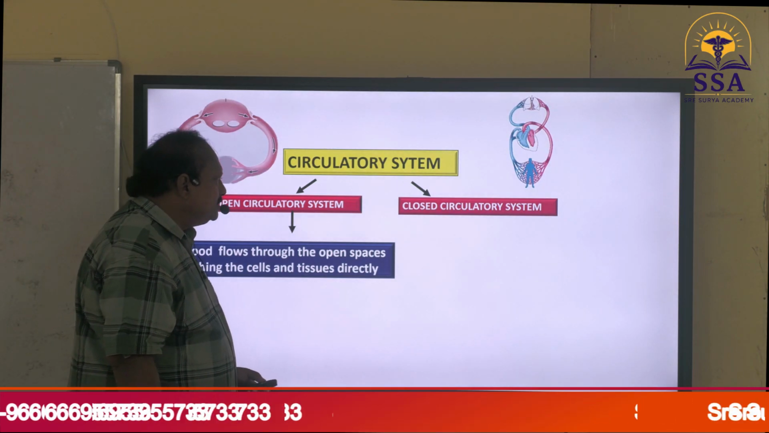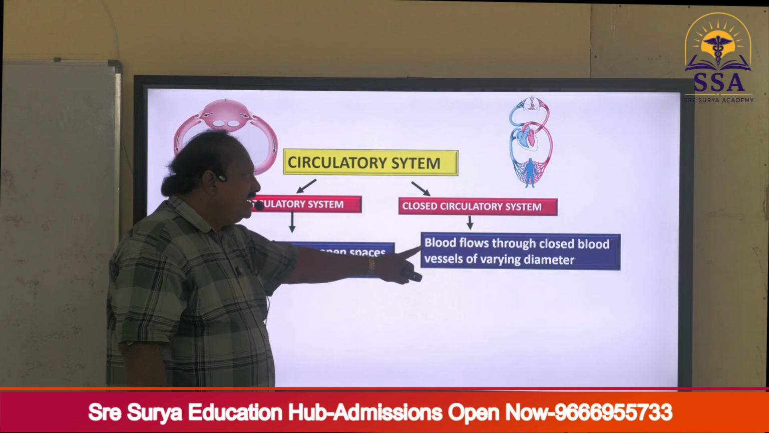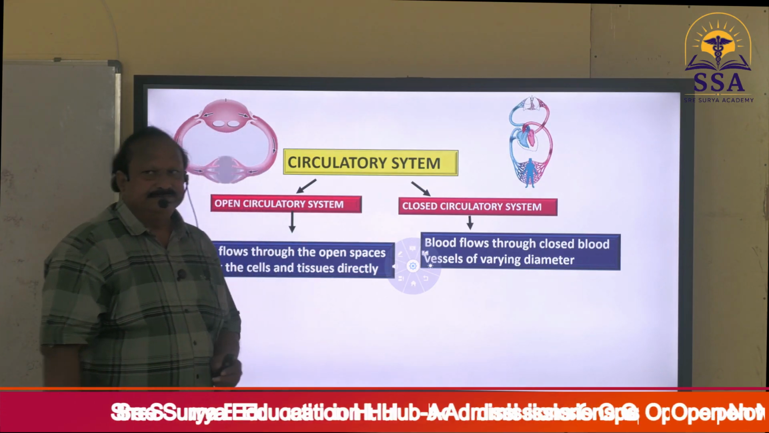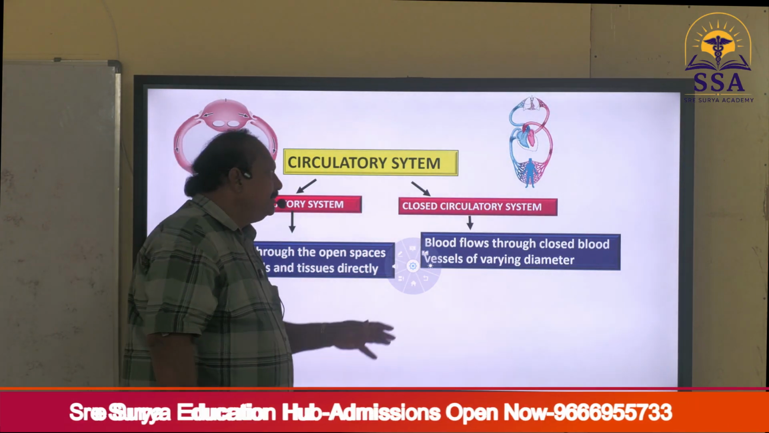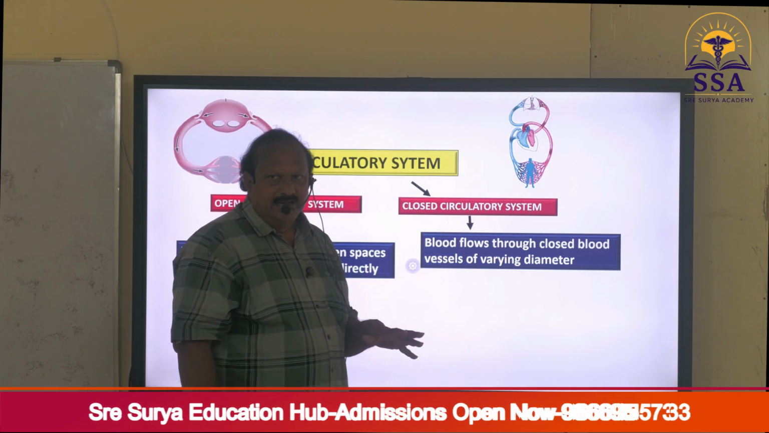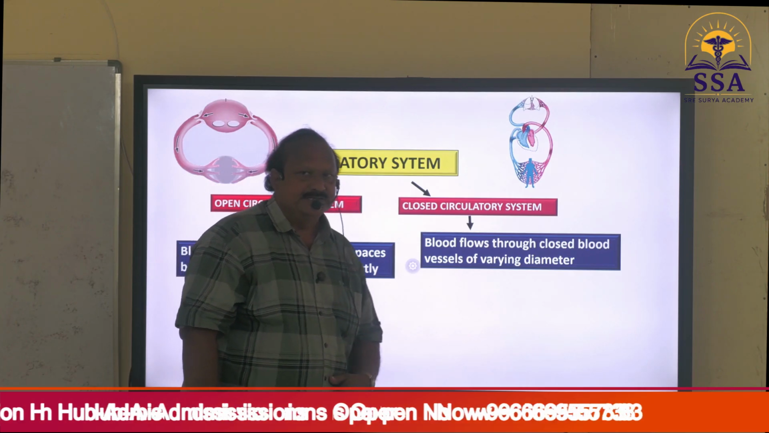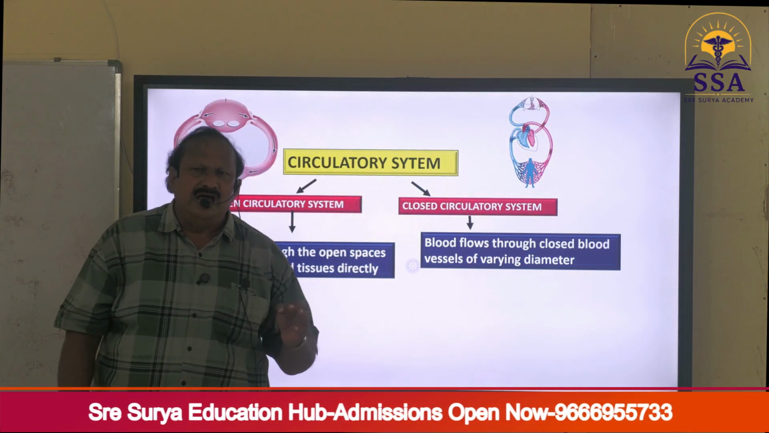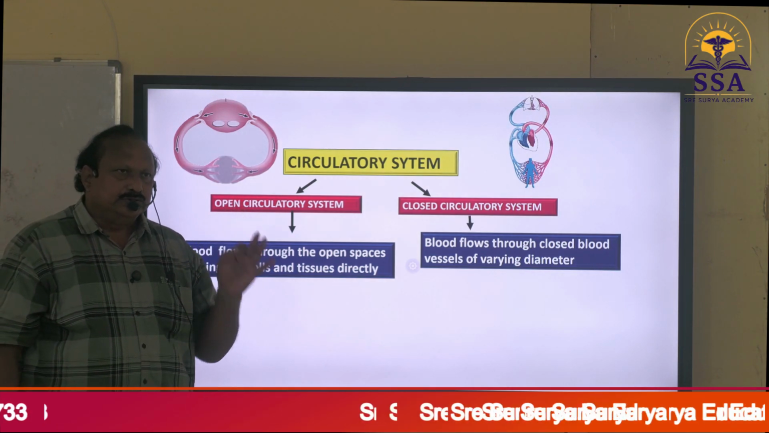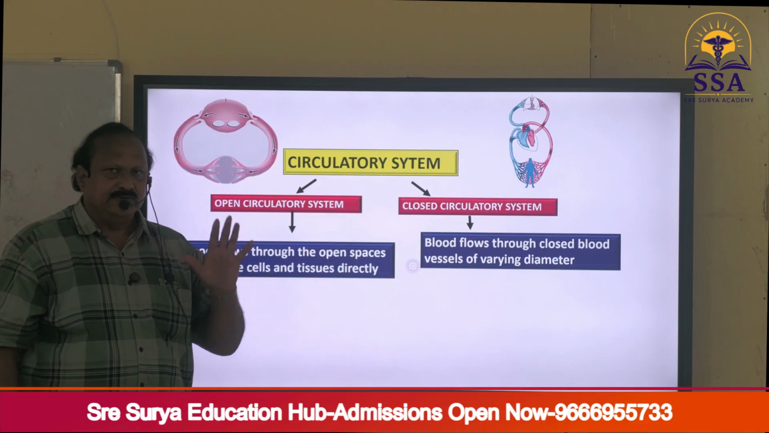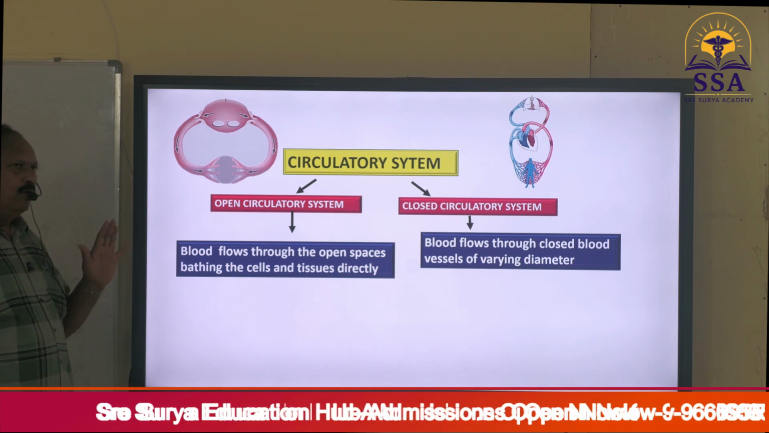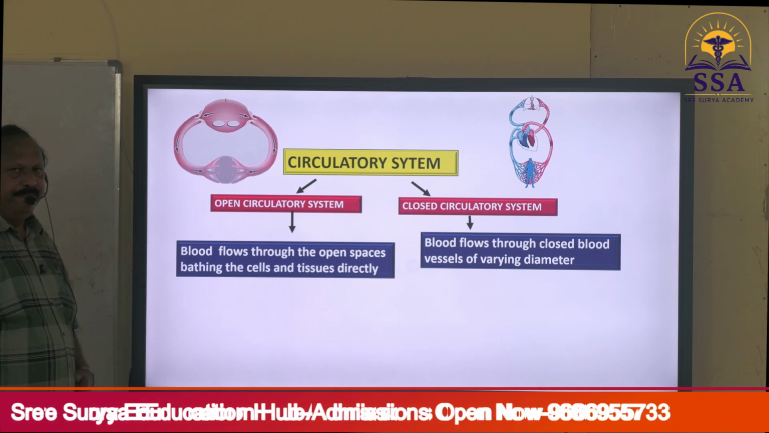Next, come to the closed circulatory system. Here, blood flows through closed blood vessels of varying diameter. Varying diameter means arteries, veins, capillaries. They have different types of diameters. Capillaries are very narrow than the arteries and veins. Therefore, blood flows through the blood vessels, that is closed. When blood flows through sinuses, that is called open circulatory system.